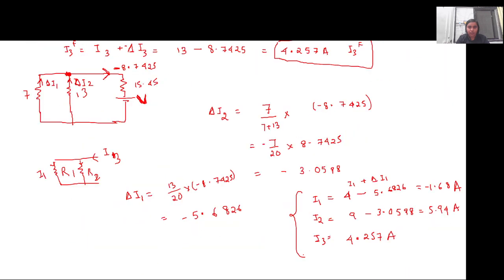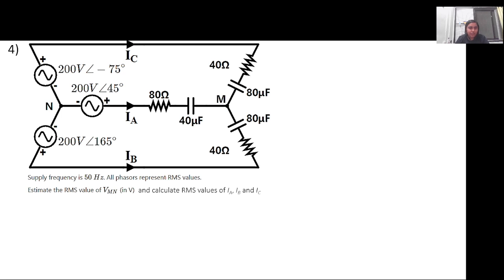Yes, ma'am. Okay. So in this question, a circuit with 3 different branches is given, in which the supply frequency is given to be 50 hertz, and it is said that all these phasors are represented by their RMS values. So these voltages are given in their RMS values. You'll have to calculate the RMS value of Vmn. Vmn is actually the node voltage at point M, and you have to calculate the currents IA, IB and IC. In all, you will have to calculate the RMS values.